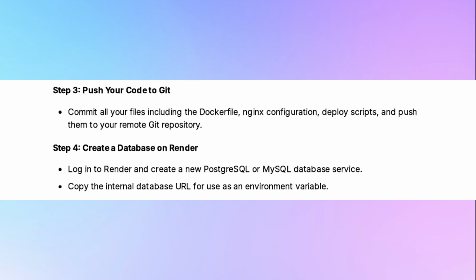Now step 3 is pushing your code to Git. Commit all your files including the Dockerfile, Nginx configuration, deployment scripts and push them to your remote Git repository. Now step 4 is creating a database on Render. Log into Render and create a new PostgreSQL or MySQL database service. Copy the internal database URL for use as an environment variable.